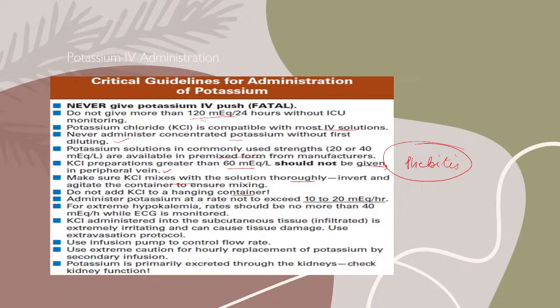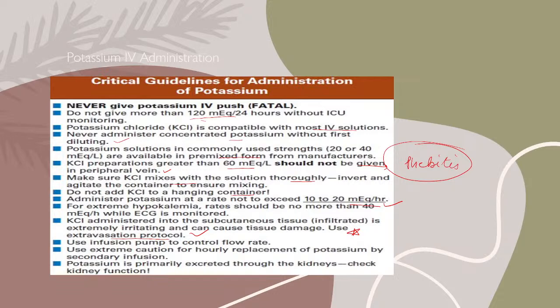Administer potassium at a rate not exceeding 10 to 20 milliequivalents per hour. For extreme hypokalemia, the rate should not be more than 40 milliequivalents per hour while the ECG is monitored. So the maximum is 40 milliequivalents per hour, but we need to monitor the ECG continuously. KCl infiltrated into subcutaneous tissue is extremely irritating and can cause tissue damage. Use the extravasation protocol. In the case of potassium, we need to be very vigilant about phlebitis and extravasation, so we need to follow the protocol.